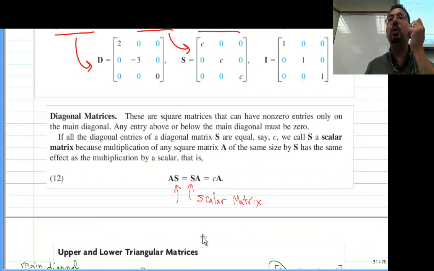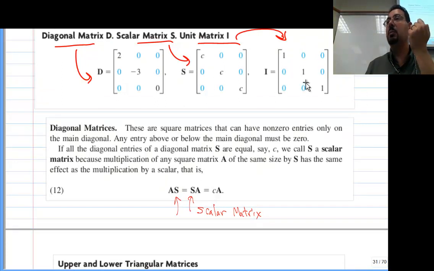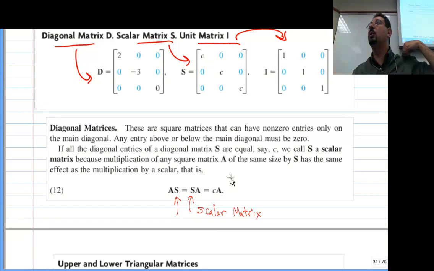A scalar matrix, including the unity matrix, which is a special case of it, when you multiply it from the right, you will get the same thing as when multiplying it from the left. And it's basically that C multiplied by the matrix. You just basically put C everywhere.